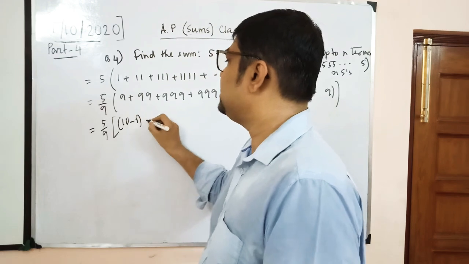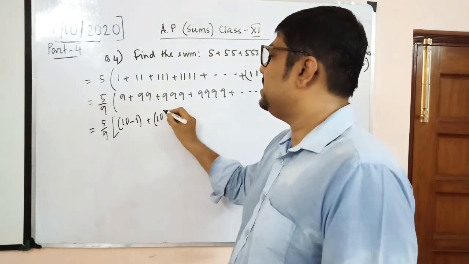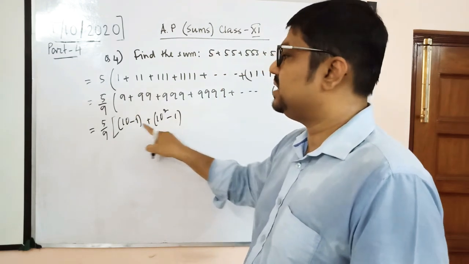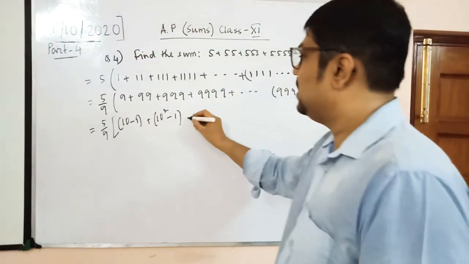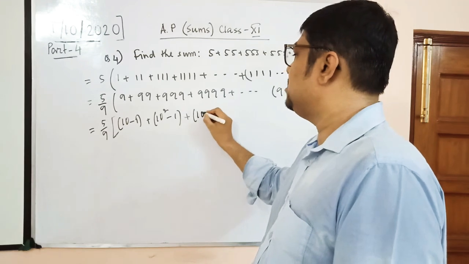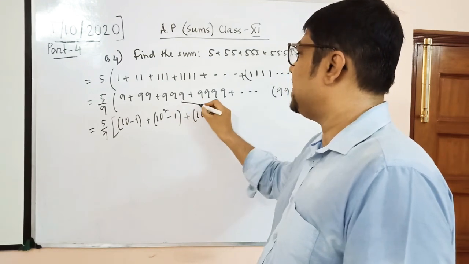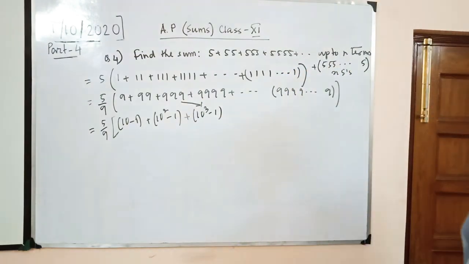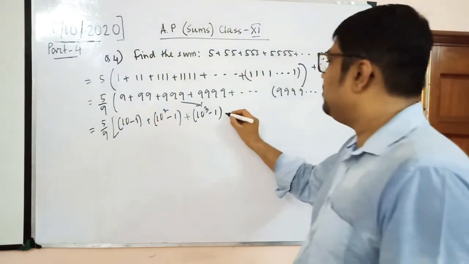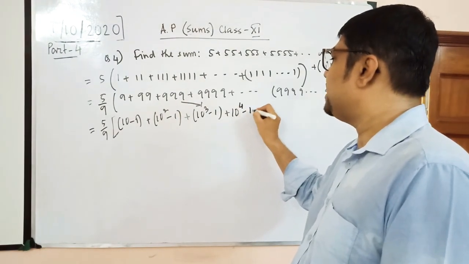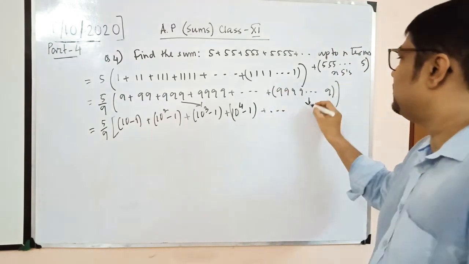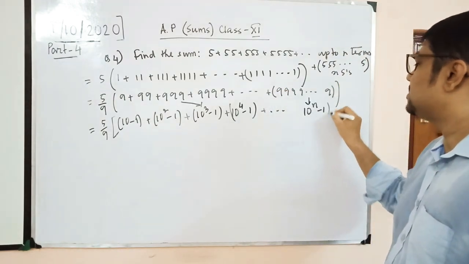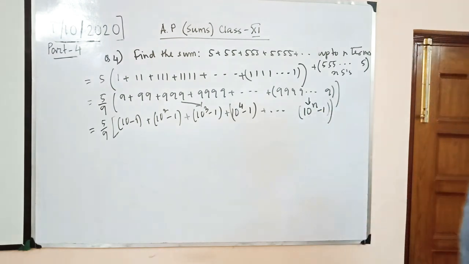So 9 is 10 minus 1. 99 is 10 square minus 1. Are you seeing this 10 and 10 square? That means we are getting a GP series now. Then the third is 10 cube minus 1. What is this? This 999 is converted to 10 cube, means 1000 minus 1. The fourth will be 10 to the power 4 minus 1. Eventually the last term will become 10 to the power n minus 1, that means it will have n number of 9s in it.